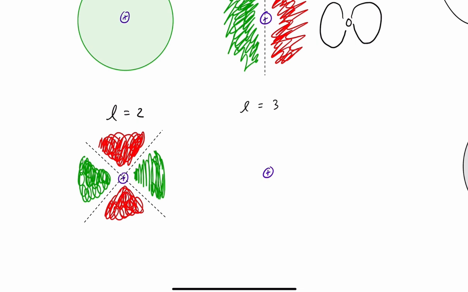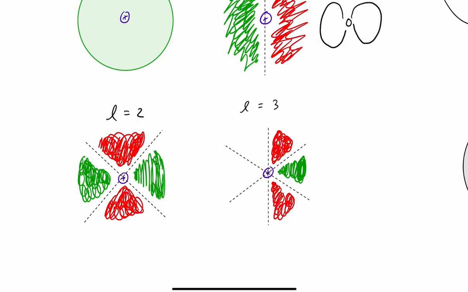Now let's go on to L equals 3. So we should have 3 angular nodes. I'll kind of draw them like this. So splitting it into 6 pieces. Start off with our negative. It doesn't matter which one you start off with. Just make sure you're alternating between positive and negative. So we're crossing a node, which means we flip the sign.